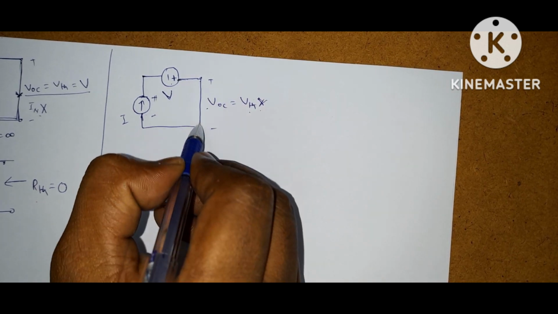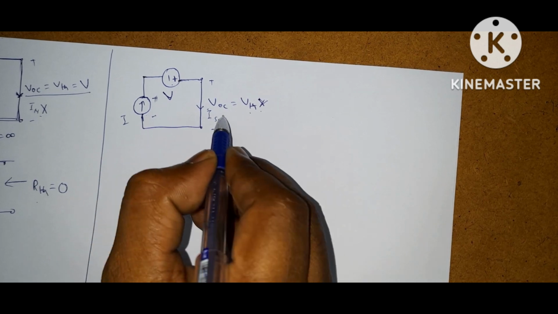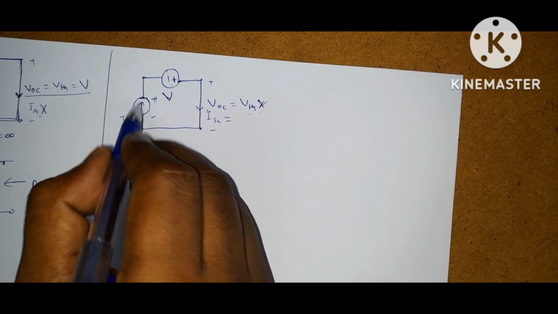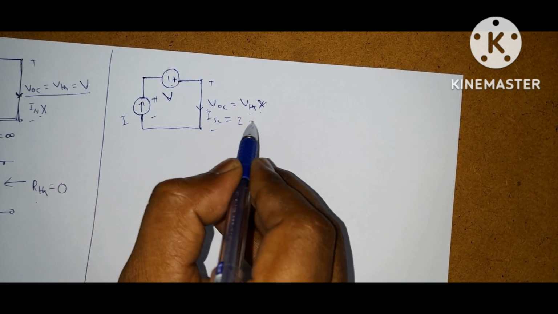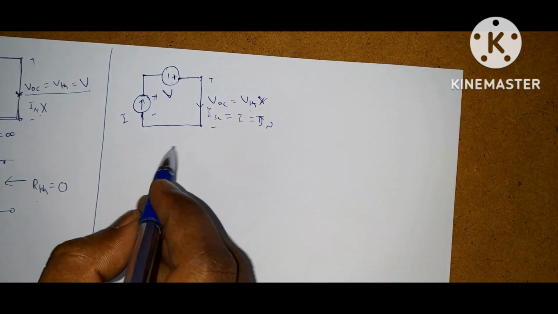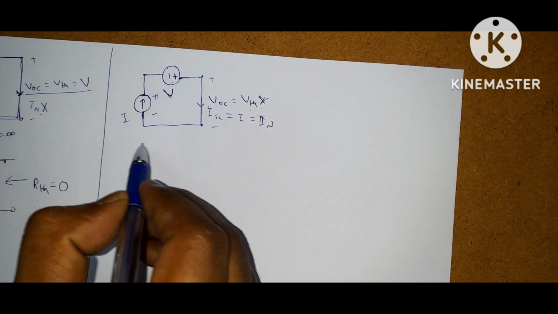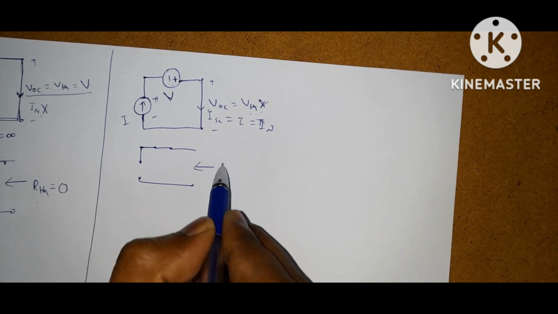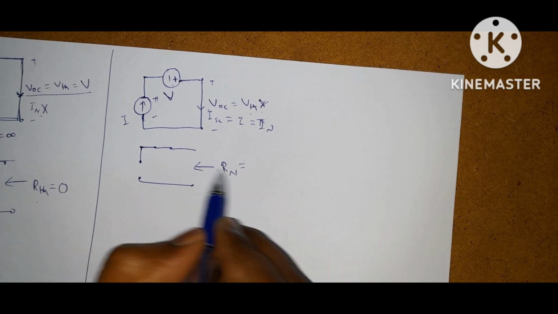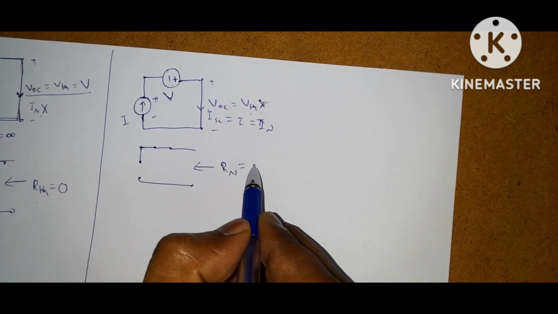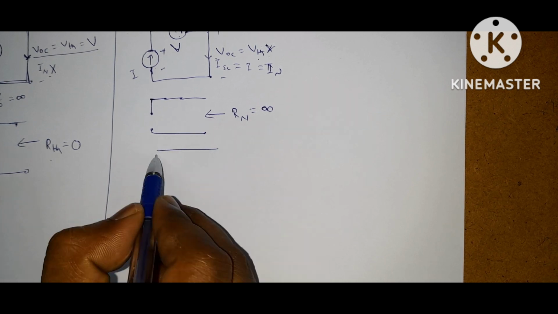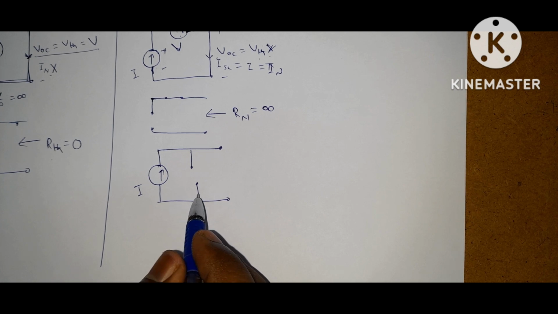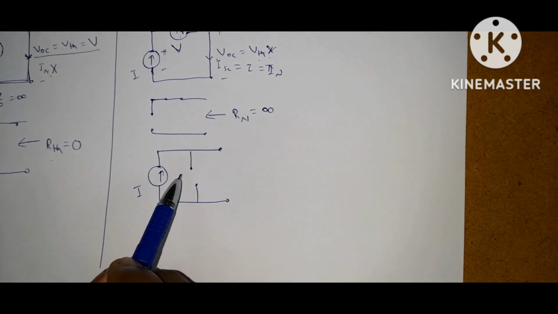Now replace with a short circuit here. So what is ISC? The same current is flowing through the entire circuit, that is, these are all in series, so ISC is equal to I. So this is I Norton. Now find the Norton impedance. Replace the voltage source with a short circuit and the current source with an open circuit. So what is R Norton now? R Norton is equal to open circuit. Open circuit means infinity. So what is the Norton equivalent? This is the Norton equivalent. So what is the option? Option D is correct. Thevenin does not exist but Norton exists.